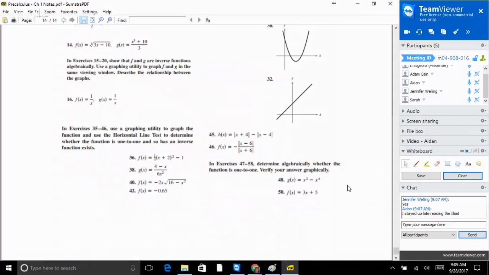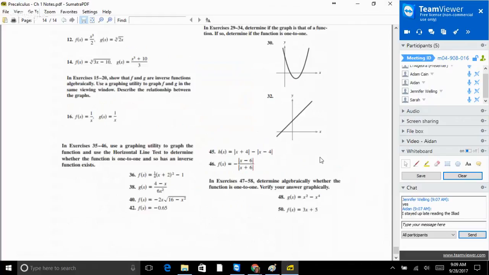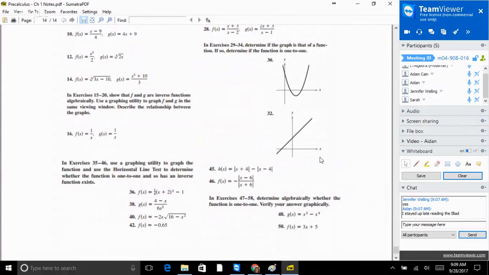Okay, so one of the things that we talked about is how to find the inverse of a function, and we talked about how to determine if a function has an inverse or not. Okay, so just to kind of review, in order for a function to have an inverse, the function, to be a function, has to pass the vertical line test, it also has to pass something called the horizontal line test.